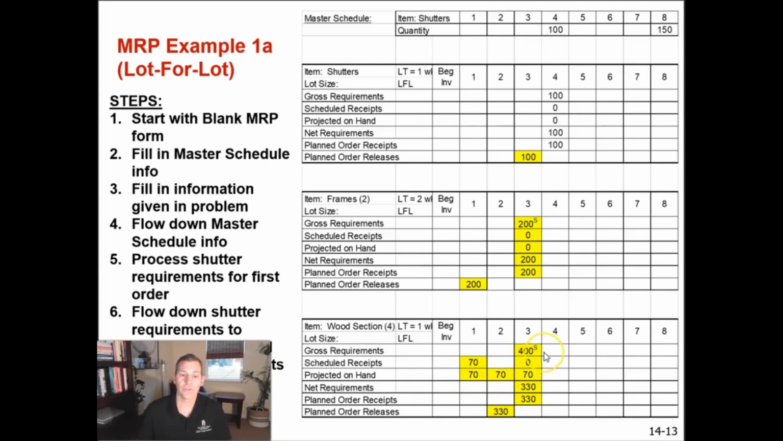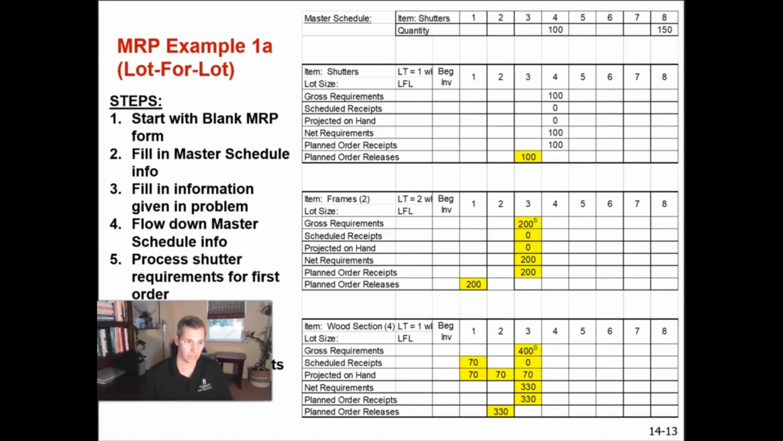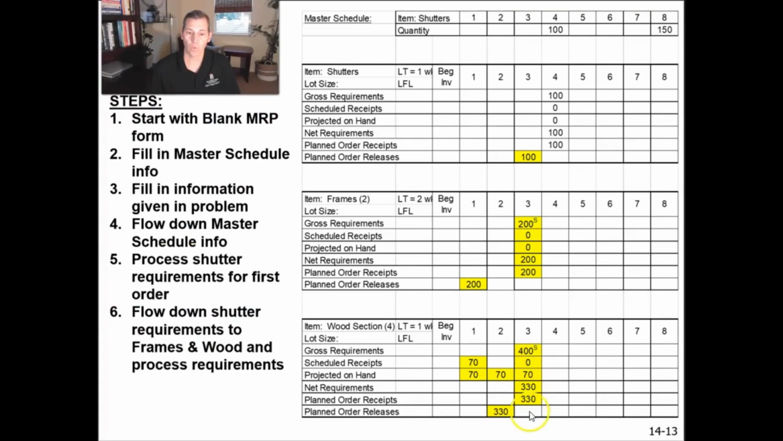So you need 400 shutters. You need 400 wood sections. You have 70 wood sections on hand. So your net requirements is 400 minus 70, which gives you 330. So your net requirements are 330, and they have a 1-week lead time offset. So your wood sections you will either make or buy starting in week 2, that's when you will release the order, to arrive in week 3.